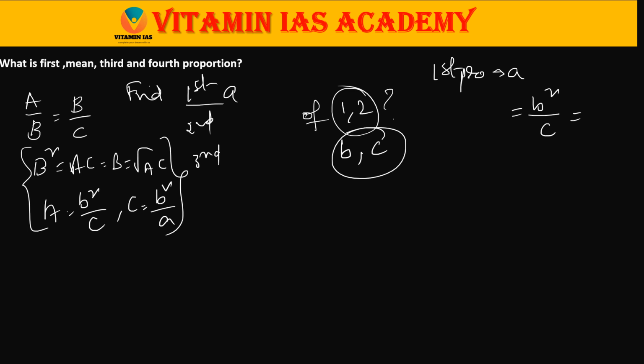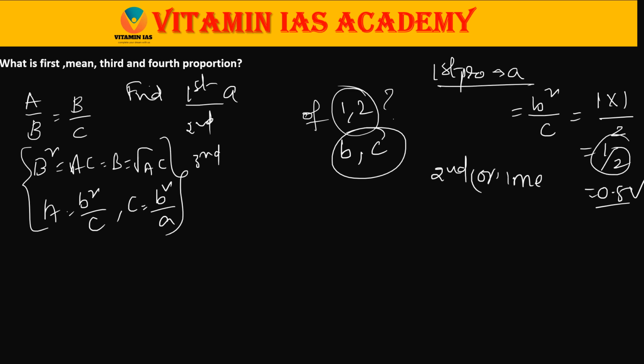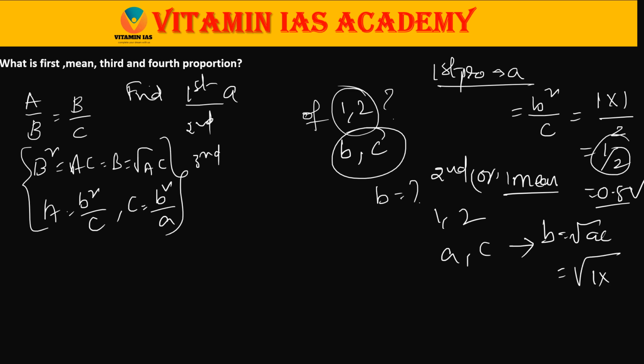Here B how much? B is 1, so 1 into 1, 1 square, and 1 into 1 by C, how much? 2. Nothing but 1 by 2, and 0.5 will be the answer for the first proportion. Same like that, for the second proportion or mean proportion, they are asking, then what is the value here? 1, 2. Already they are asking B, so don't mention B here. A, C you have to mention. So B is equal to root AC. A is 1 and C is 2, root 2 will be the answer here. So for the second proportion, root 2 will be the answer.